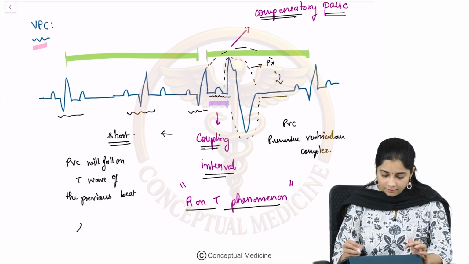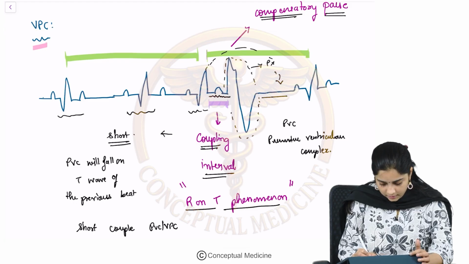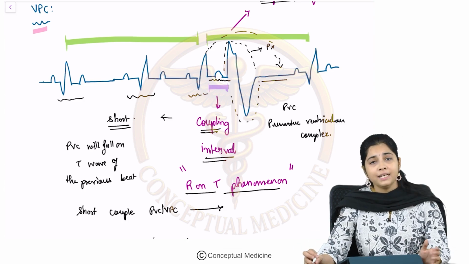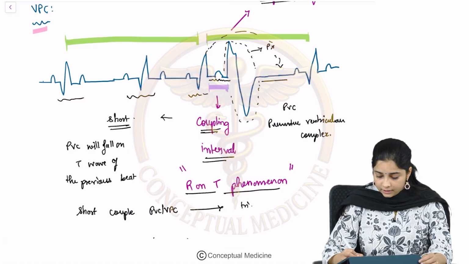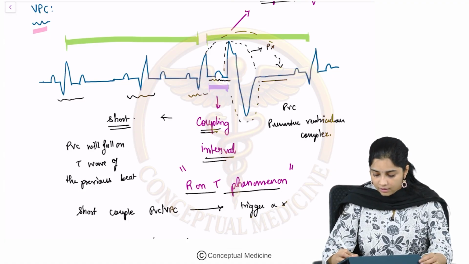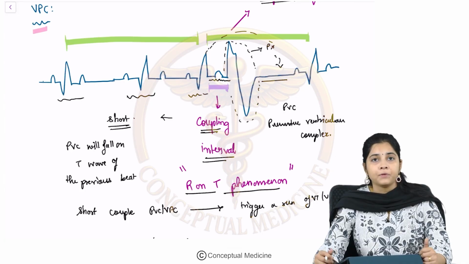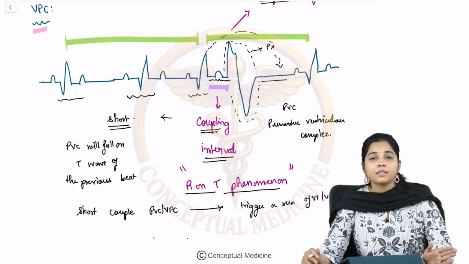So, whenever we have short coupled PVCs, or VPC, ventricular premature complexes, this can trigger a run of VT or VF. If there is a run of VT or VF, it can often be fatal. So, this is what we call the R on T phenomenon. Short coupled VPCs are dangerous.